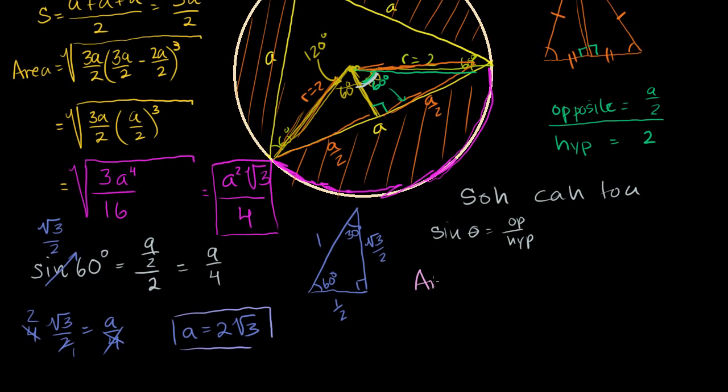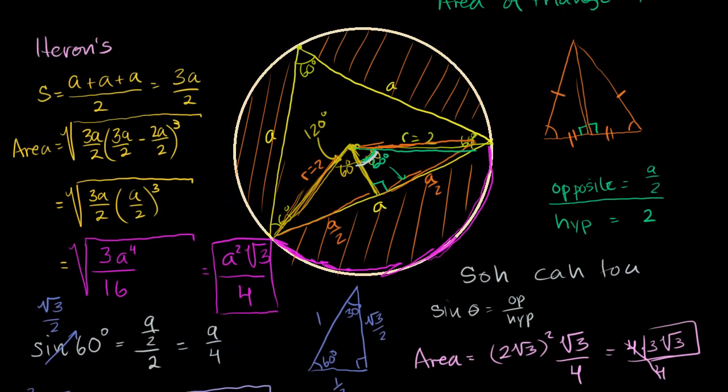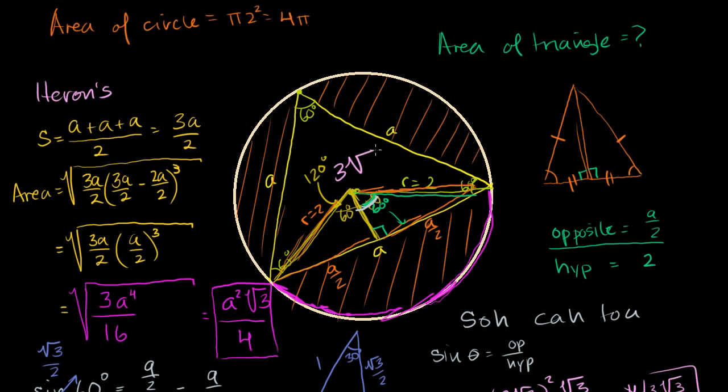So our triangle's area is equal to a squared. What's a squared? That is 2 square roots of 3 squared times the square root of 3 over 4. We just did a squared times the square root of 3 over 4. This is going to be equal to 4 times 3 times the square root of 3 over 4. These 4's cancel. So the area of our triangle we got is 3 times the square root of 3. So the area here is 3 square roots of 3. That's the area of this entire triangle.